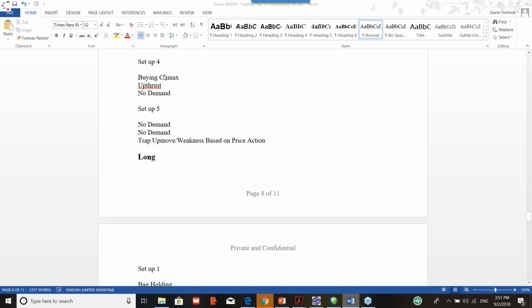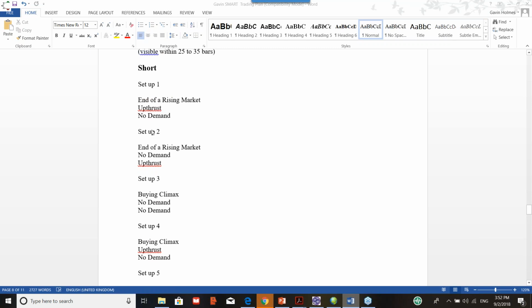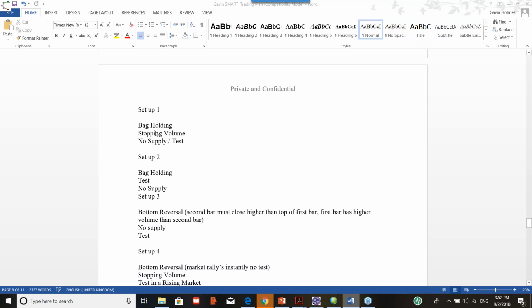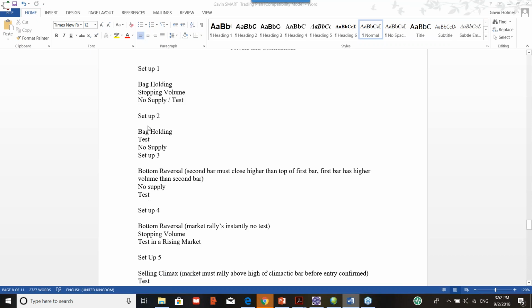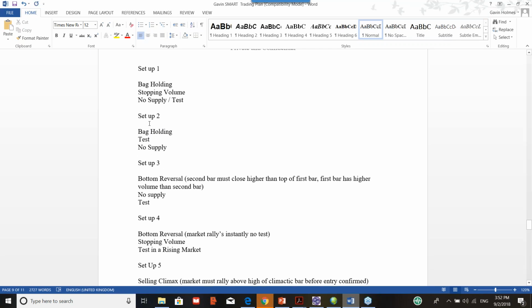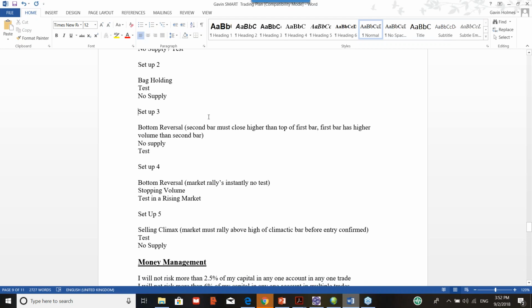Those are the top 5. The strongest one is that one, setup 1. It's very rare, but it happens. And when it happens, I'm going to show you how you'll get an email alert to say it's happened. Longs, both of these are absolutely golden. Bag holding, followed by stopping volume and then a test. This is even better. Again, it's fairly rare. Let's move that down one. And then setup 3 is the reversal bars.